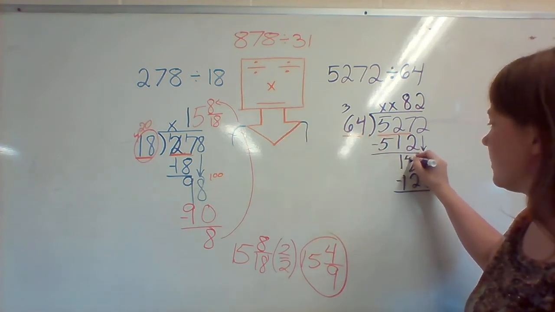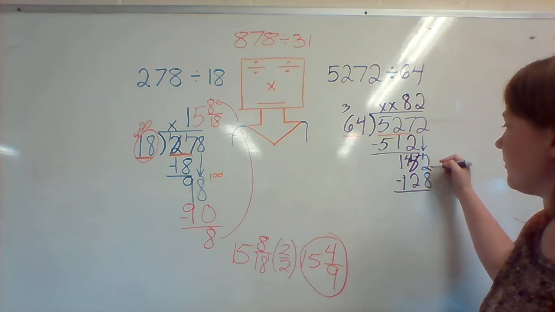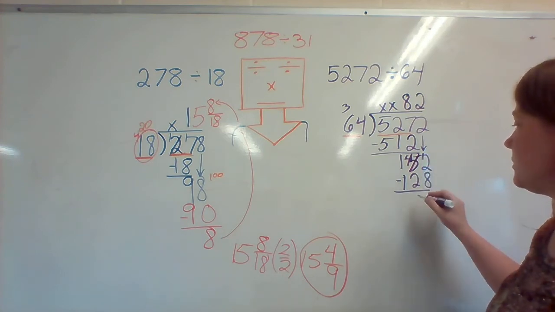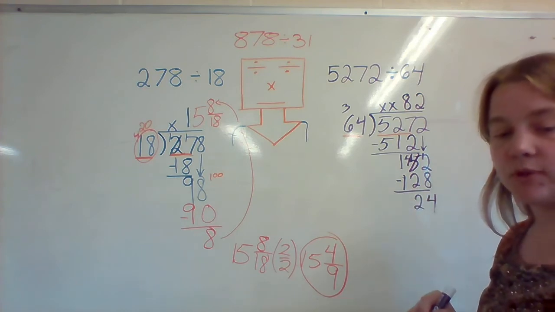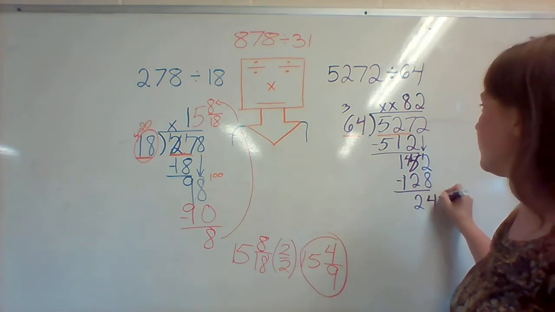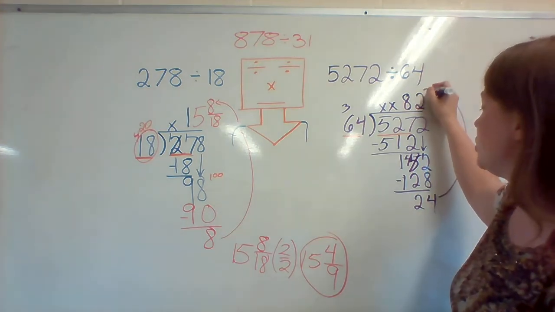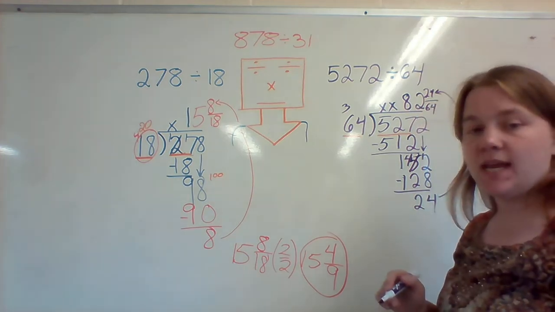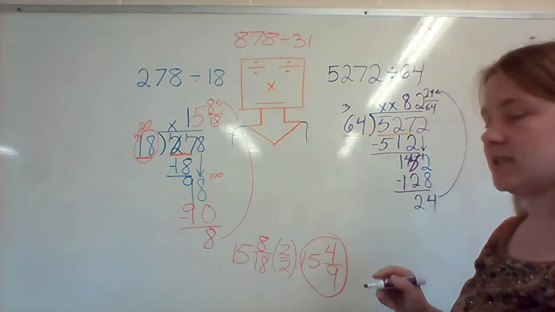5 goes down to 4, so I can borrow. 12 minus 8 is 4. 4 minus 2 is 2. And I'm left with 24 for a remainder. And because 24 is the remainder, it's going to go all the way up into the numerator. So I'm left with 82 and 24 over 64.